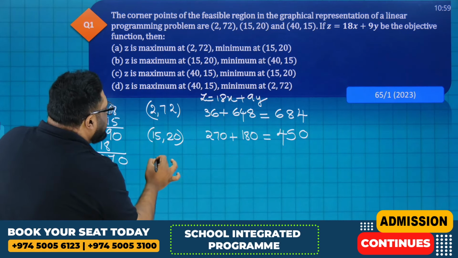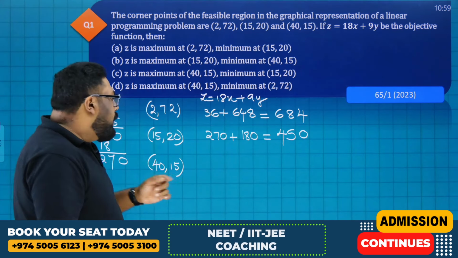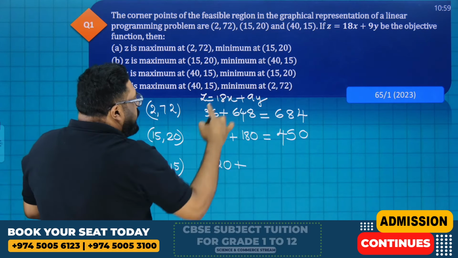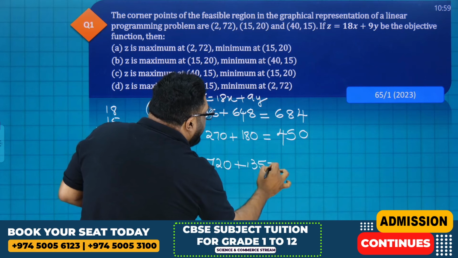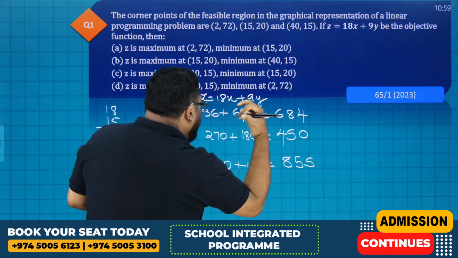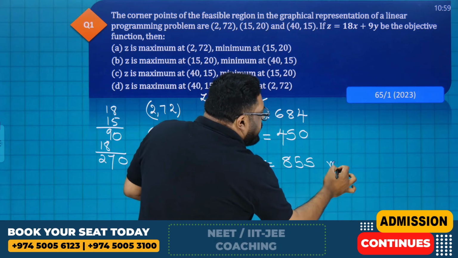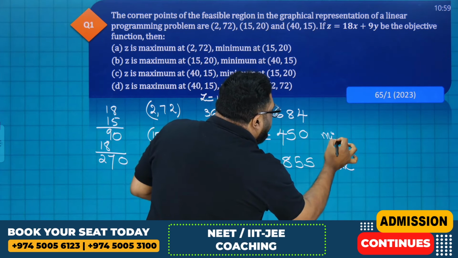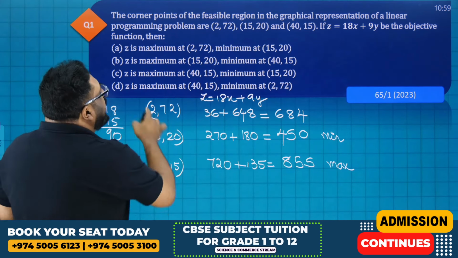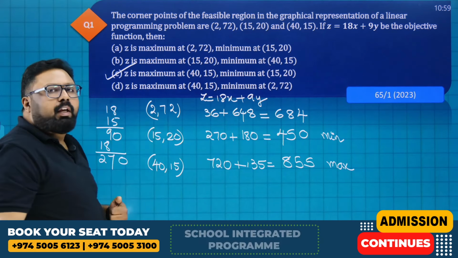The next corner point, my dears, is (40, 15). 18 times 40 is 720, plus 15 times 9 is 135. So add it up and 855 is your final answer. This is your maximum value, and this is your minimum value. You saw your maximum value occurred at (40, 15), minimum value at (15, 20). Option C is your right answer.